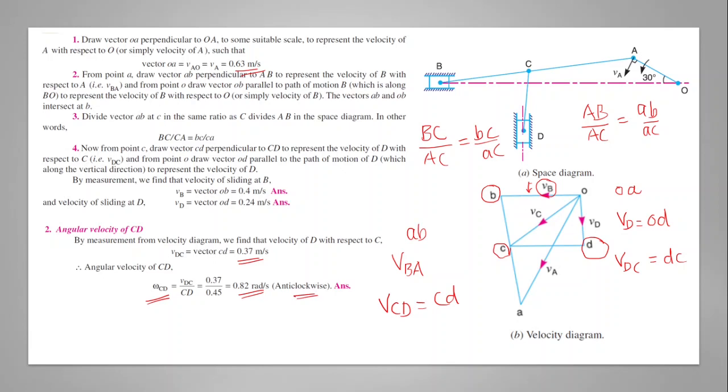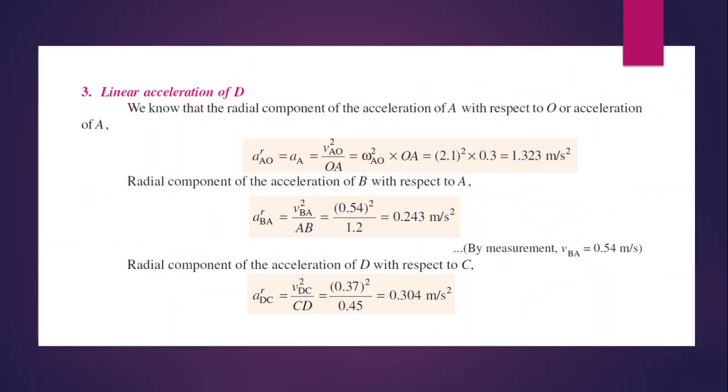Okay, that's all about the velocity diagram. Then linear acceleration of point D, or linear acceleration of slider. First, we can find out radial components of accelerations of different links.